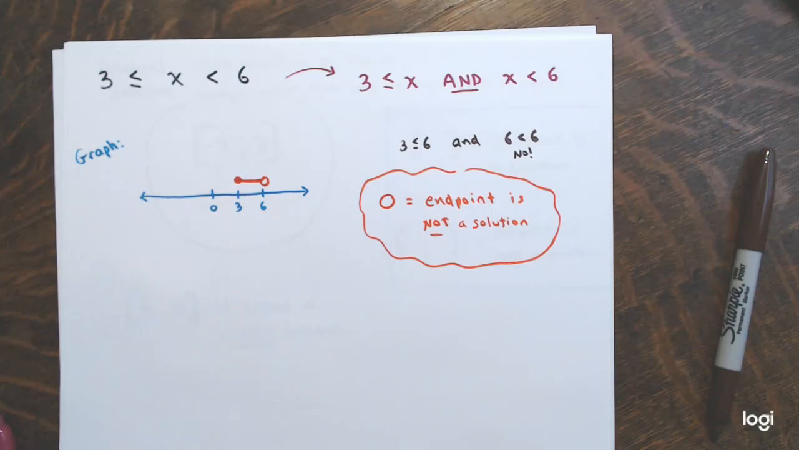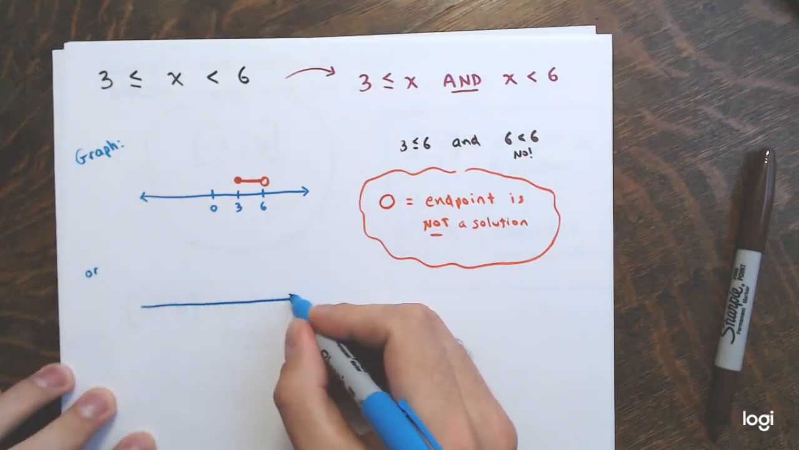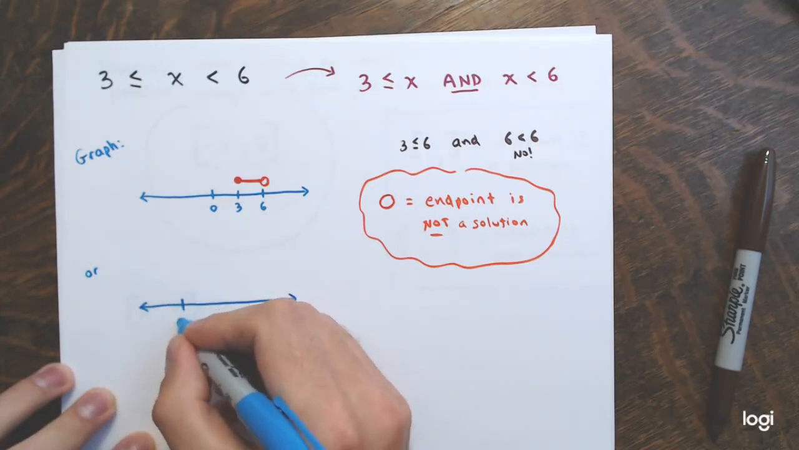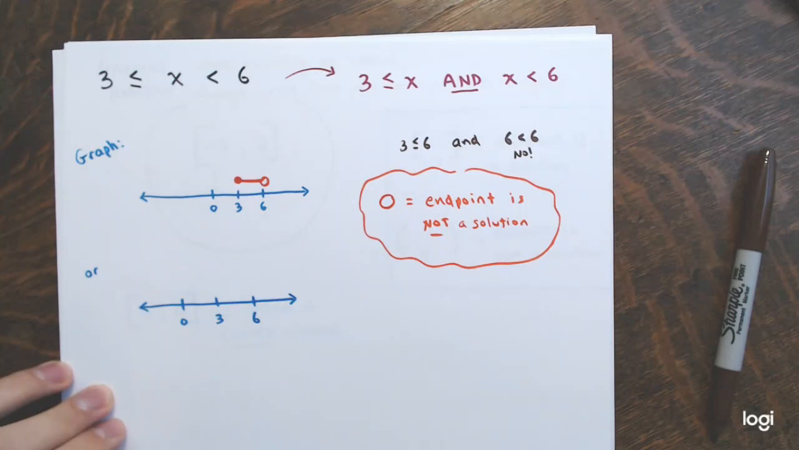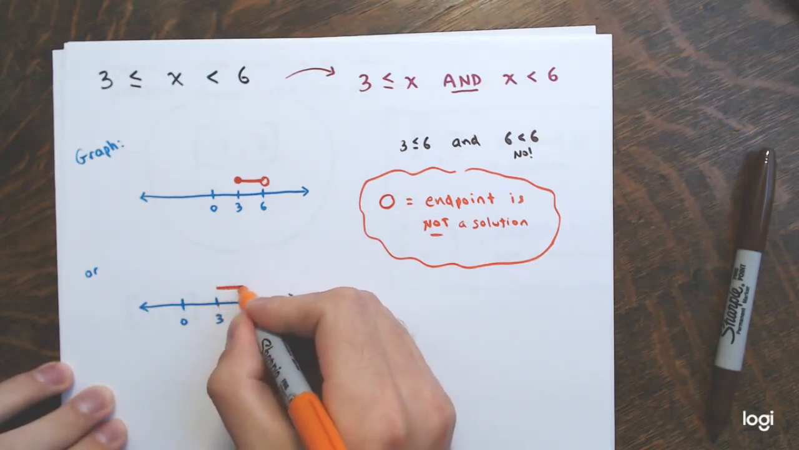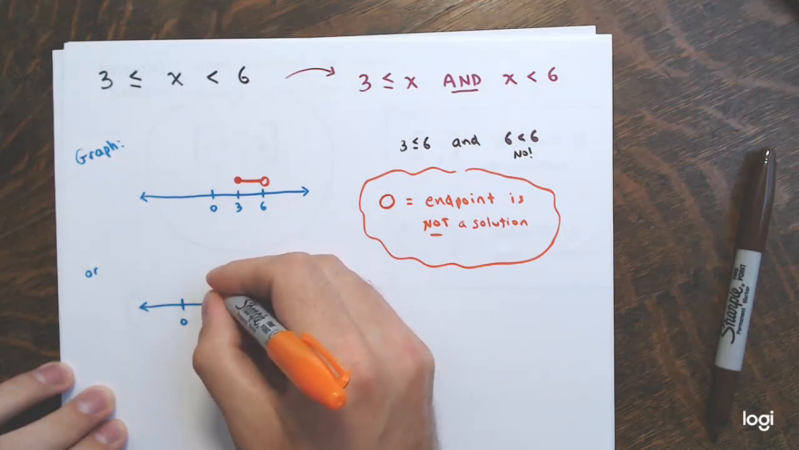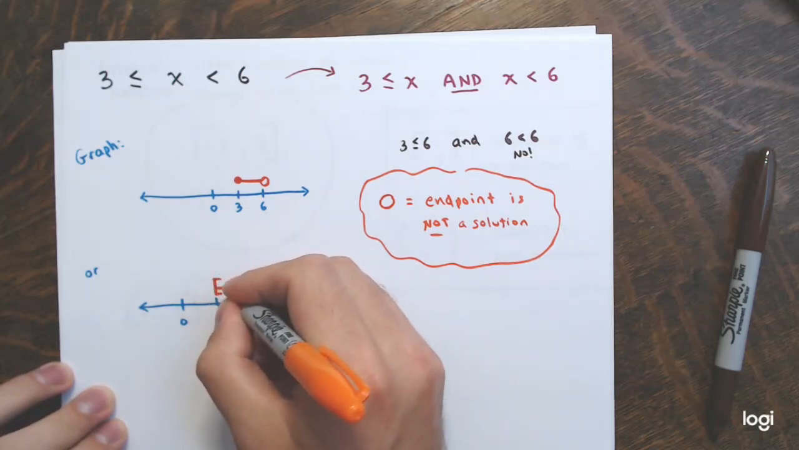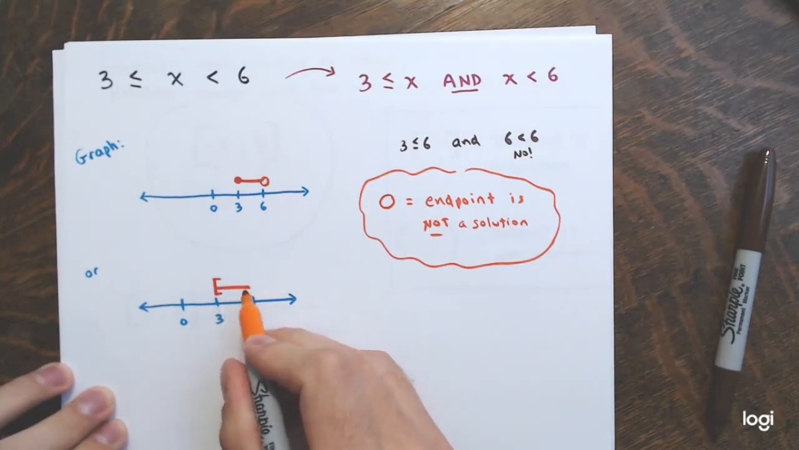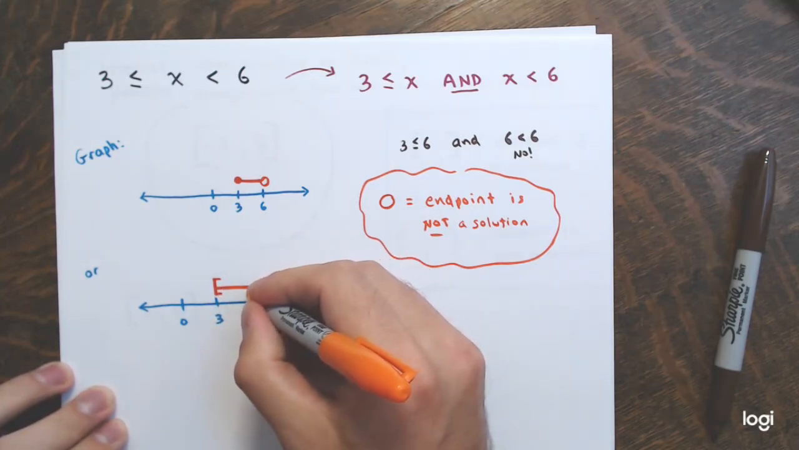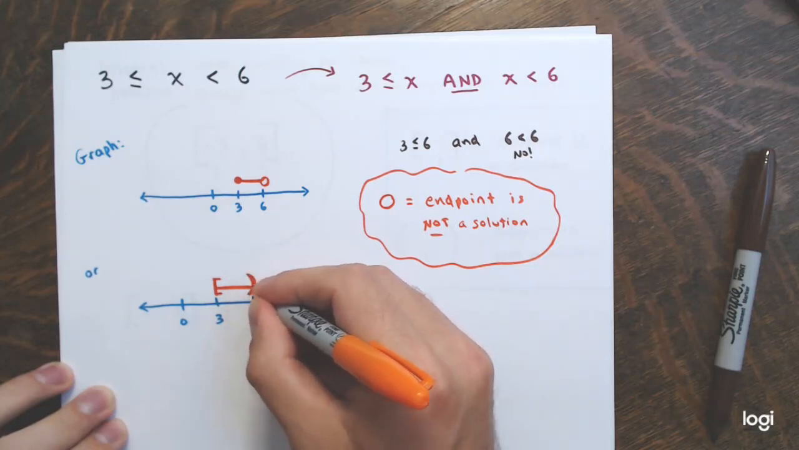So you might also see the graph of this look like this. Here's the real number line again. Say there's 0, and 3 is to the right of that, 6 would be further to the right. All the numbers between 3 and 6 are solutions. 3 is a solution, so put a rectangular bracket on that, and again that would have to open to the right to be opening toward the solution set. And 6 is not a solution, so I put a parenthesis.